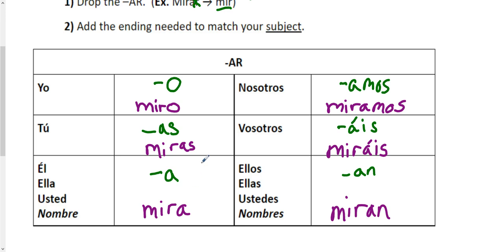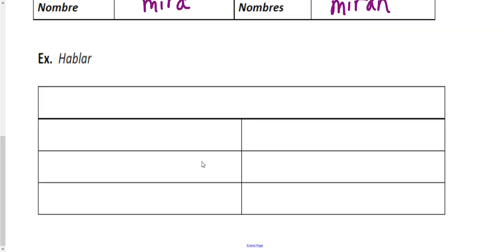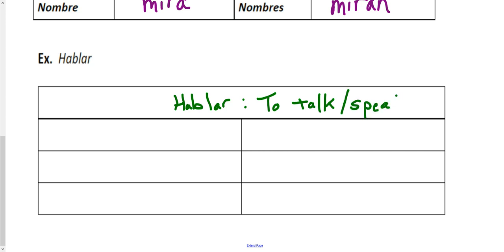Okay? Let's do an example with another verb down below. So whenever I ask you to do a chart, the first thing I want you to do is give me the verb and its English translation. So we have hablar here, and you should know that hablar means to talk. It actually means to talk or to speak. Okay? And so what am I going to do? I am going to cross off my AR.